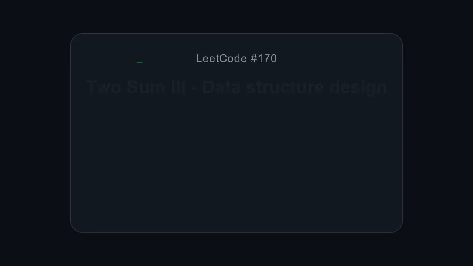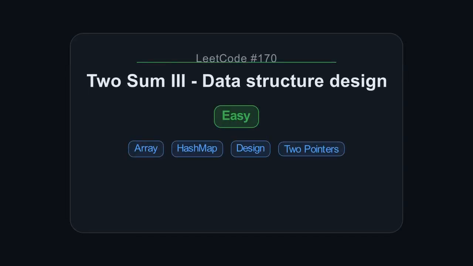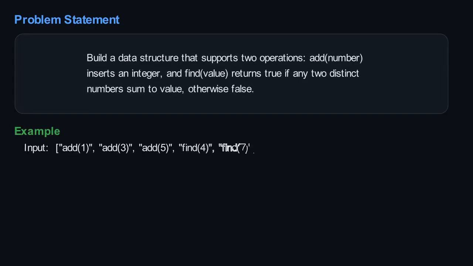It looks like you need a double loop to check every pair, but the real trick is to store each number's count in a hash map and use a complement lookup instead. The task is to build a data structure that supports two operations.